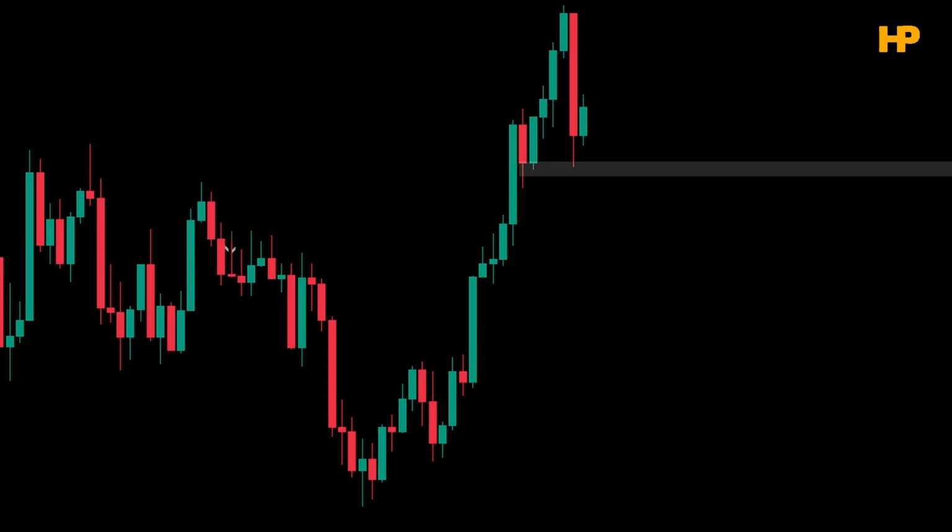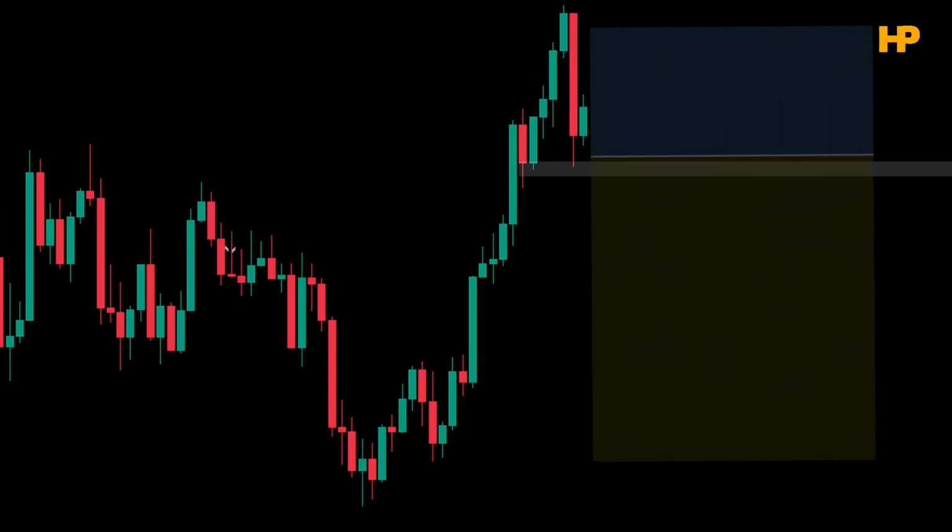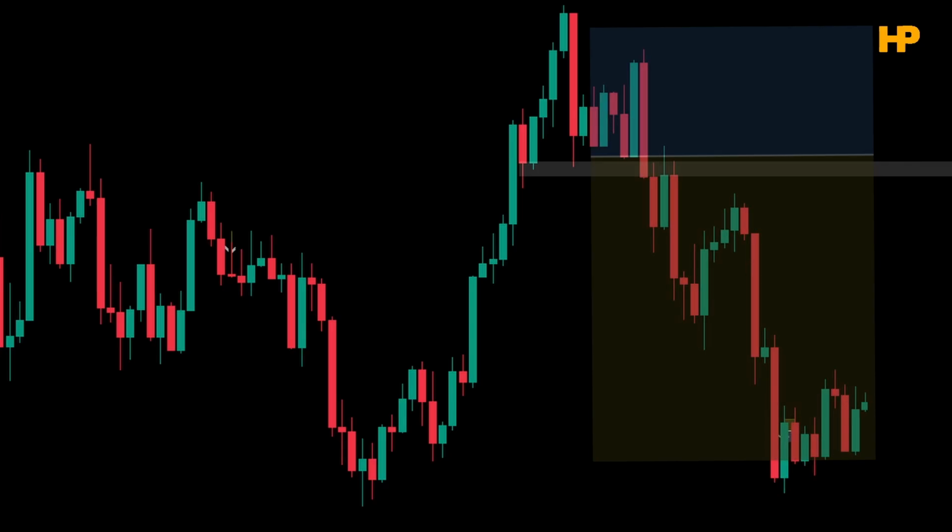Next, we enter a sell trade when the next candle breaks its low. Stop loss is above the support. As you see, the setup nails a steady move. Let's see the final example.